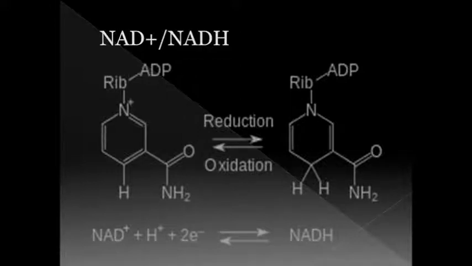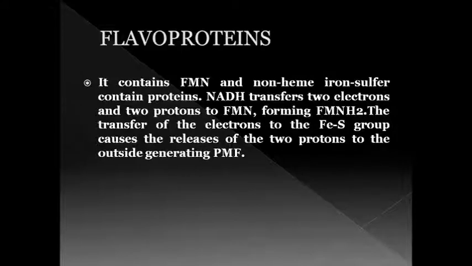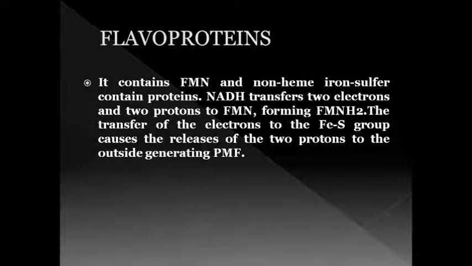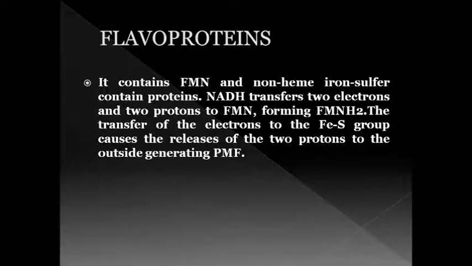Now about flavoproteins. Flavoproteins are non-heme iron sulfur proteins. They contain flavin mononucleotide and non-heme iron sulfur clusters. NADH transfers two electrons and protons to FMN, forming FMNH2.